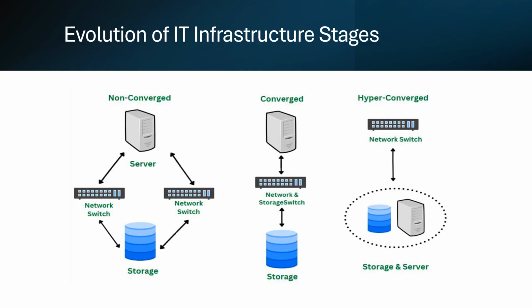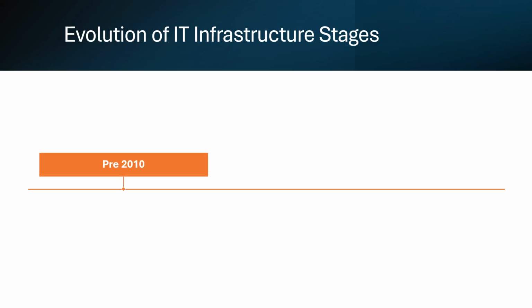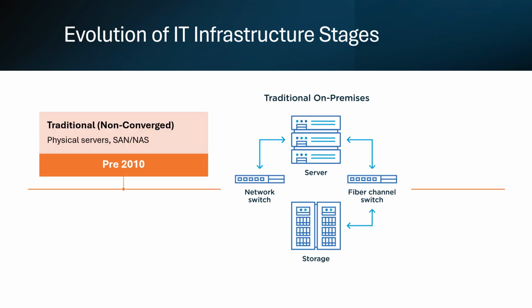Let's begin with the evolution of IT infrastructure, where it all started and how we reached the modern, hyper-converged systems that VxRail is built on. Traditional infrastructure, pre-2010. Back in the pre-2010 days, we used what's called traditional infrastructure. This meant physical servers, separate SAN storage, and complex networking layers. It worked, but there were challenges.